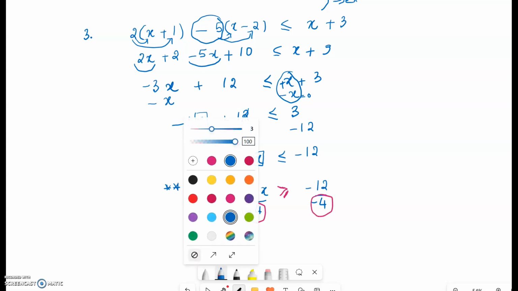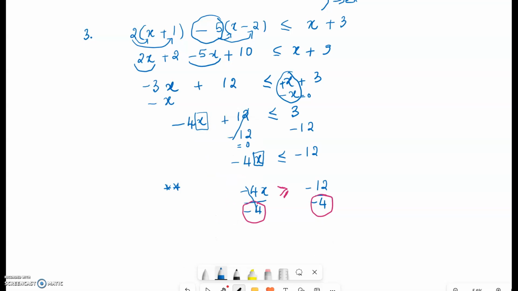So the next step is these two cancel each other out, and we get x is greater than or equal to, 4 goes 3 times into 12. The negatives cancel each other out, becomes a positive. You get x greater than or equal to 3. And now the solution is all numbers greater than or equal to 3.